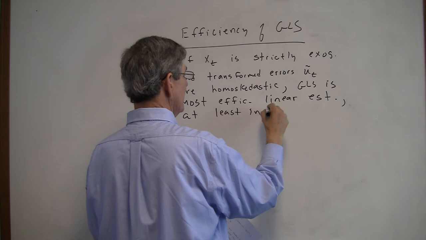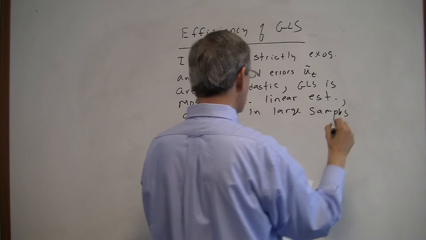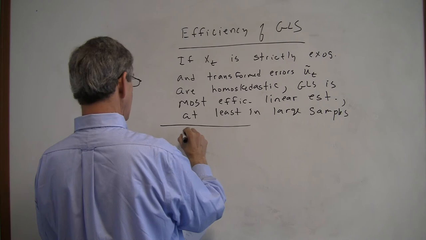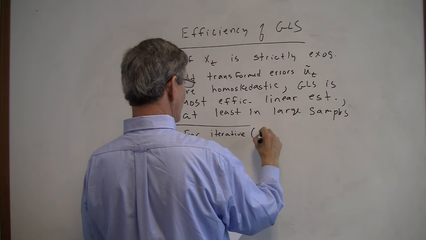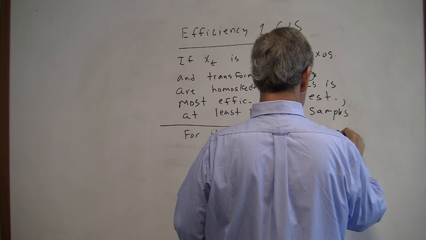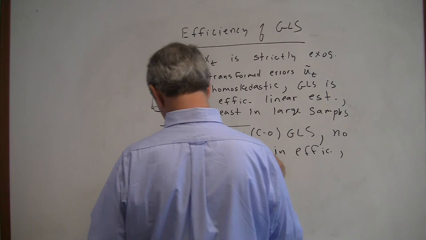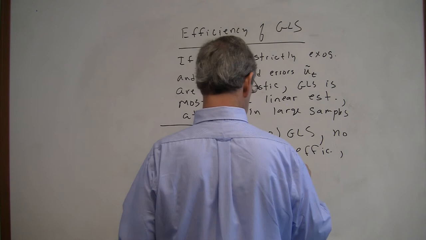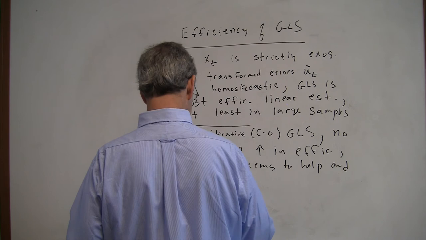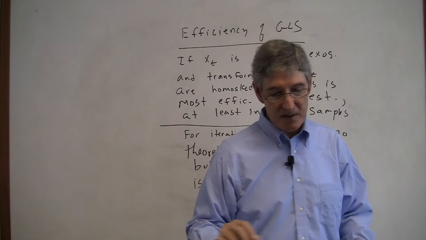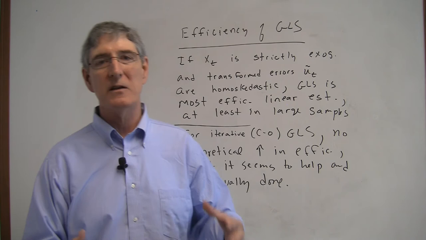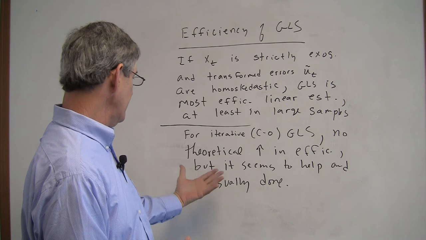And this is the one step GLS, not the Cochrane-Orcutt iterative. For iterative Cochrane-Orcutt GLS, there's no theoretical increase in efficiency, but it seems to help and is usually done. You can do Monte Carlo sorts of experiments where you choose the data yourself and you know its properties. You could compare these estimators, and this usually seems, you can't show it theoretically, but it does seem to help. So usually people use the iterative GLS.